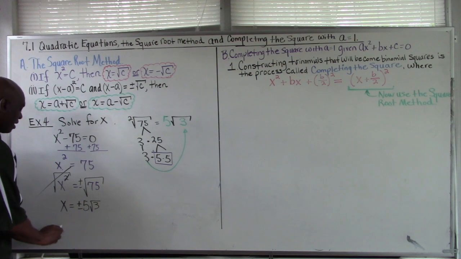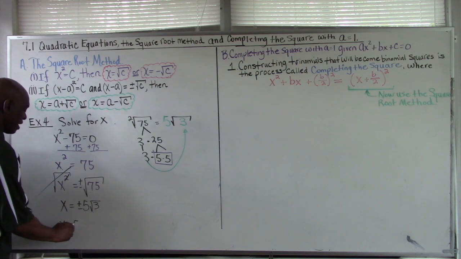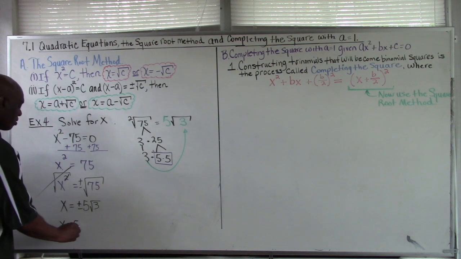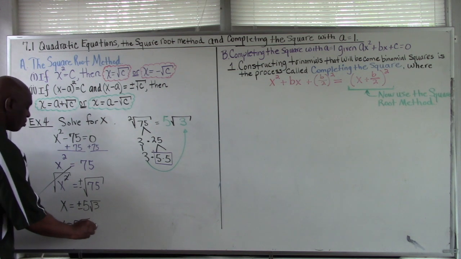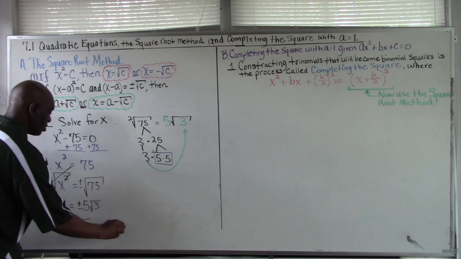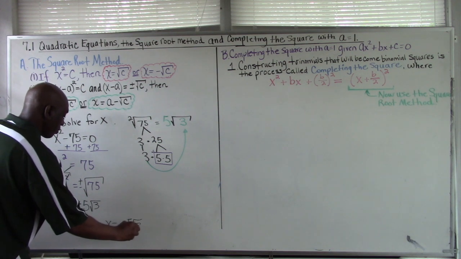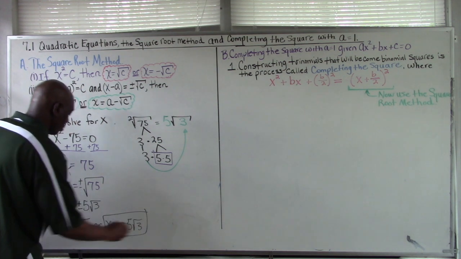So this means that x equals 5 square root 3 positive, or x equals negative 5 root 3. And those are your 2 possible solutions.